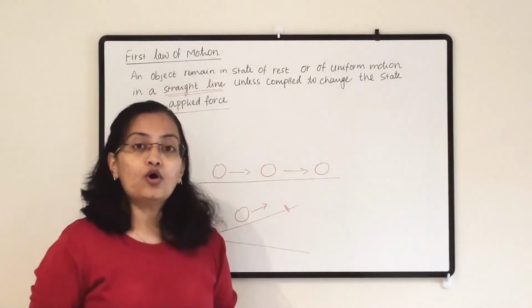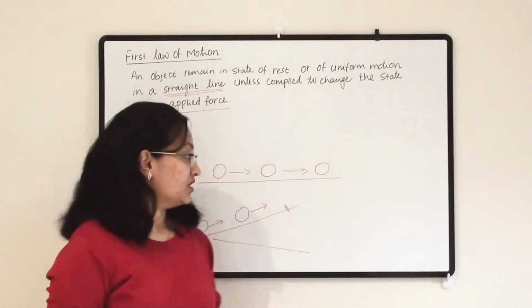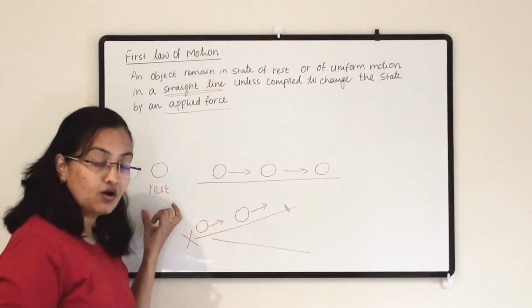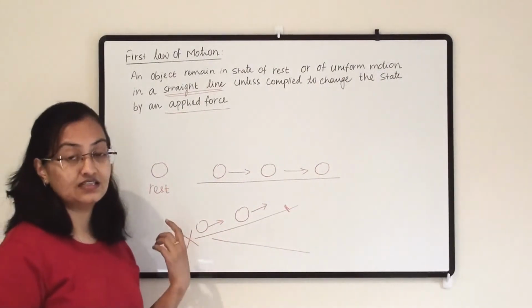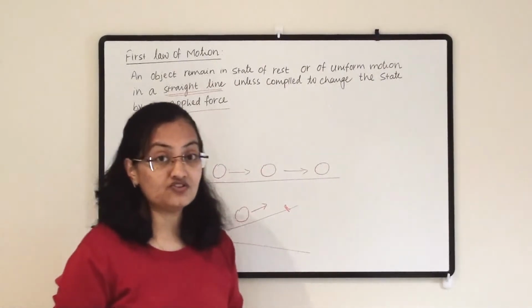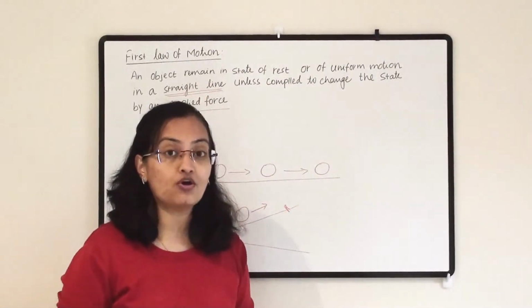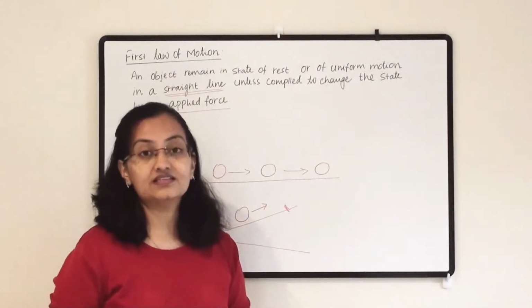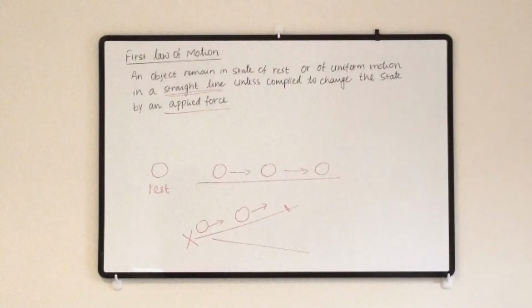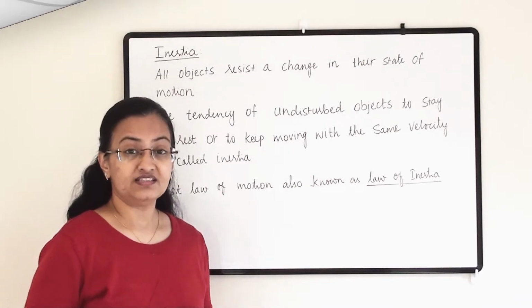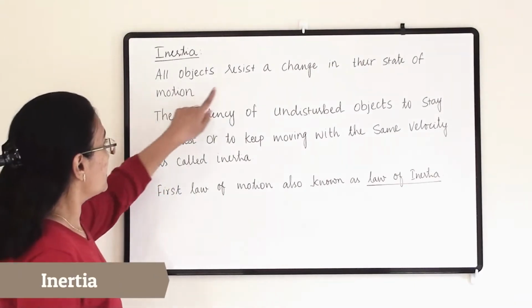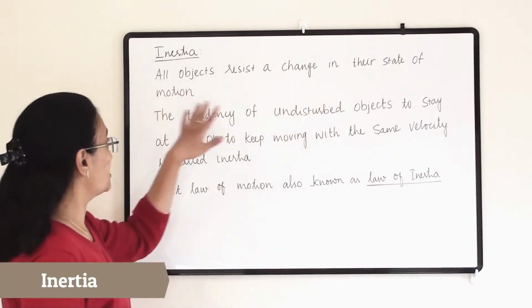Now, why will any object resist a change? If any object is moving in a particular direction or an object is standing still, why do they resist a change? They resist a change because of their body's inertia. So let us learn a new term, that is inertia. Now let us understand what is inertia. All objects resist a change in their state of motion.